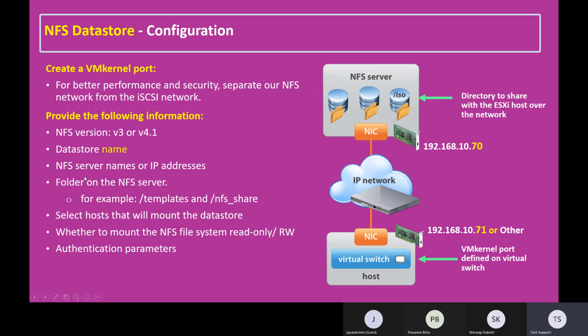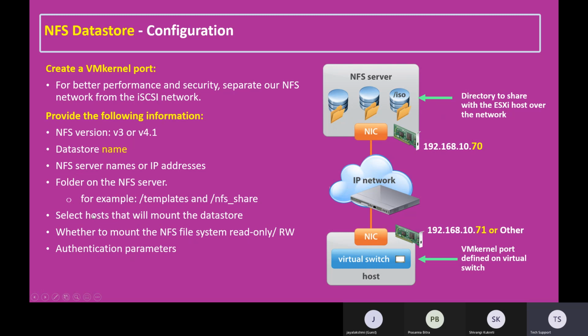We also need an NFS server name and the IP address. If you have the NFS server IP address, it's good to start the configuration. We also need a folder on the NFS server. Which folder are we going to give? You can give a name such as ISO, or /templates, or NFS share. I gave some example names; not only these names, you can keep any name. That folder also needs to be shared to provide access to the ESXi host, and select the host that will mount the datastore, the host you want to connect.